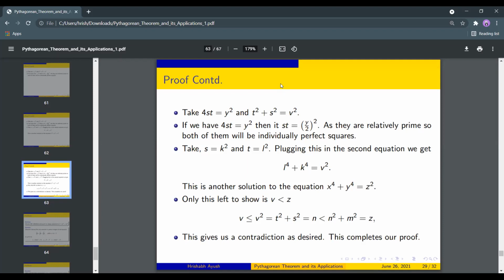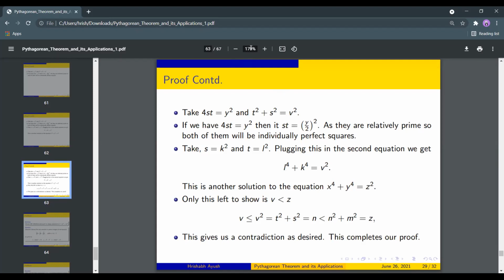So our actual claim was that X, Y, Z are the minimal solutions, but we found a minimal solution, that is L to the power of 4 plus K to the power of 4 equals V square, that is LKV. So this completes our proof.